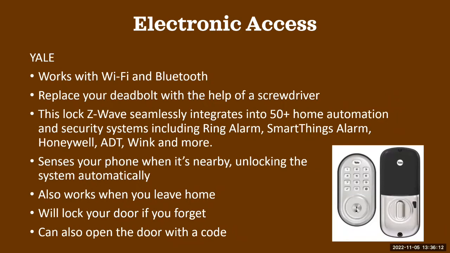Yale is another well-known name, and it works with both Wi-Fi and Bluetooth. It replaces your deadbolt with the help of a screwdriver. The lock Z-Wave seamlessly integrates into 50-plus home automation and security systems, including Ring, SmartThings, Alarm, Honeywell, ADT, Wink, and more. It senses your phone when it's nearby, unlocking the system automatically. It also works when you leave home. It will lock your door if you forget, and you can also open the door with the code.